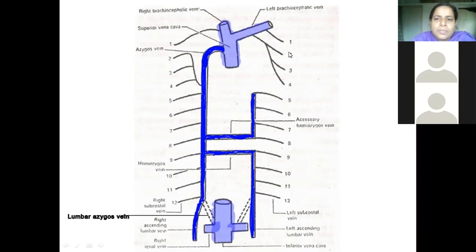Brachiocephalic vein. Very good. Second, third, fourth, the three together, where did they drain? Cephalic. Brachiocephalic vein. You should be specific. Which side of brachiocephalic? Left side. Very good. Now see here, 5th, 6th, 7th, 8th. Where are they draining into?